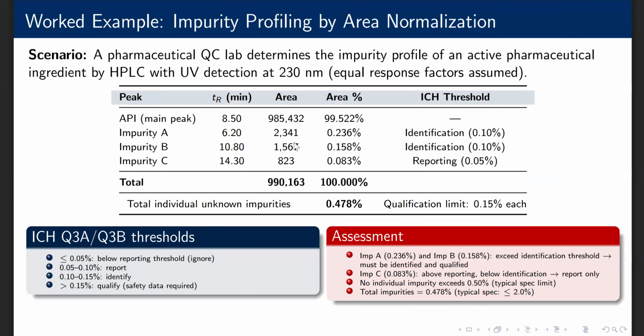Second worked example. Again, try this on your own before we go through it. This worked example shows how pharmaceutical impurity profiling works in practice. The method uses area percent normalization.